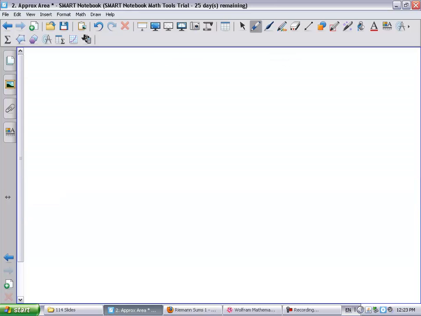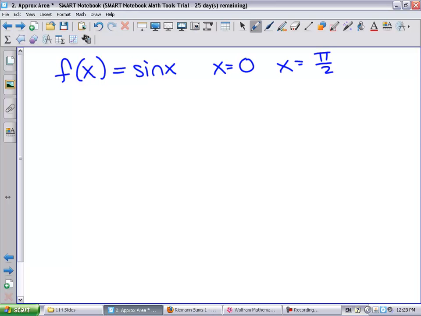So let's look at an example. Let's go back to, let's actually do this. f of x equals sine x from 0 to pi over 2. And let's write down the right Riemann sum, the left Riemann sum, and the midpoint Riemann sum.